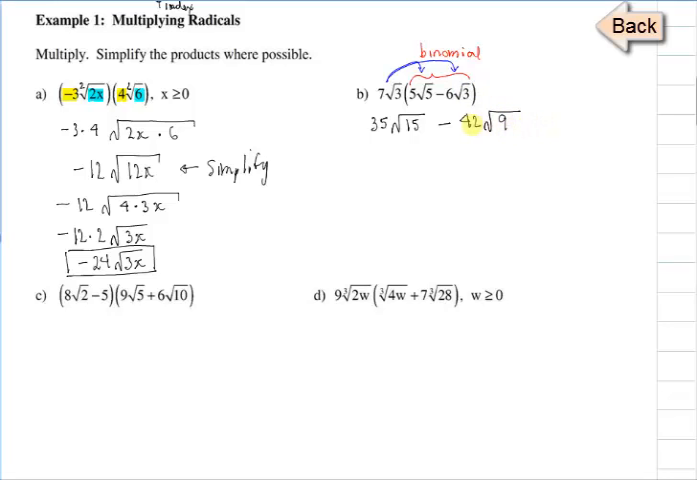Now we can do some simplifying, because we can simplify the square root of 9. So we leave our first term the way it is. And we say, all right, the square root of 9 is 3. And so I'm going to go 42 times 3. And my final answer is the 35 root 15 minus 126.